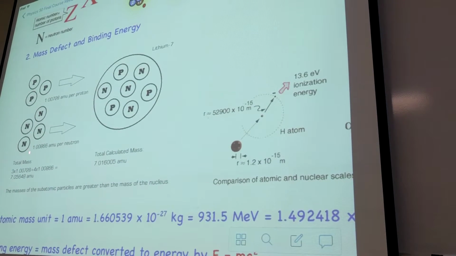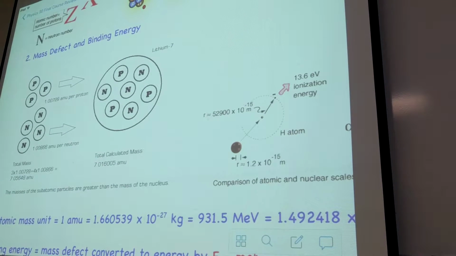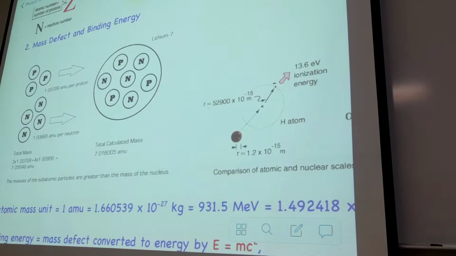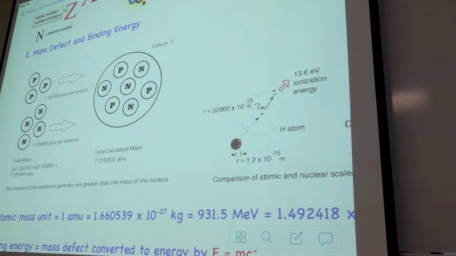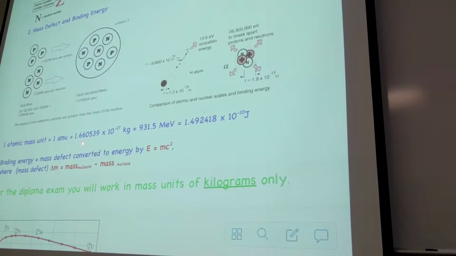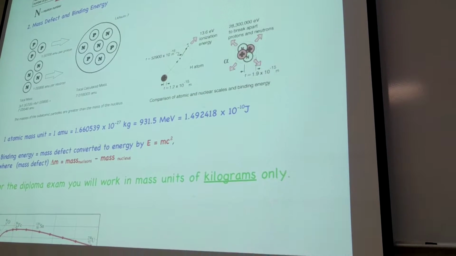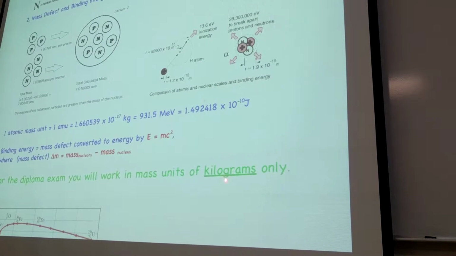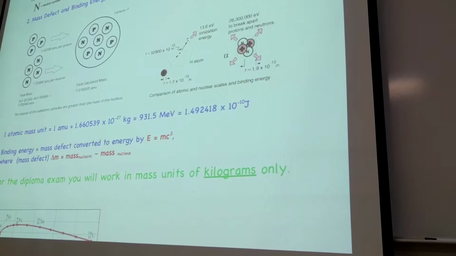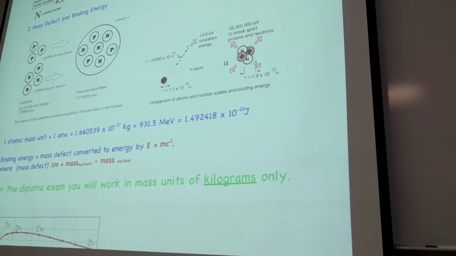So the separate pieces compared to all of them together don't match. That's not what we see in our world. Okay, we always see conservation of mass in chemistry, but not in nuclear chemistry. And of course, once you've got the mass defect, you can convert it into energy going several ways, right? On the diploma exam, you'll only be asked to work in kilograms, not in atomic mass units, so that's a good thing. So you won't have to work to 6 decimal places, just 3, by E equals mc squared. So it works pretty well. You'll see that today.